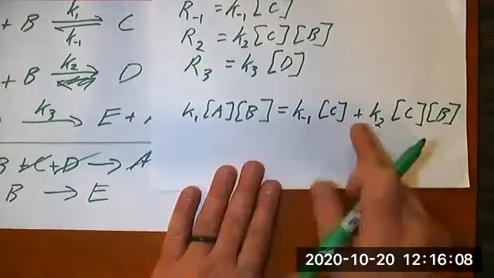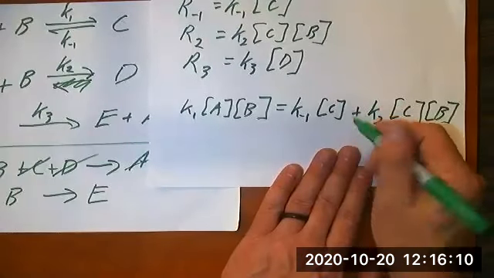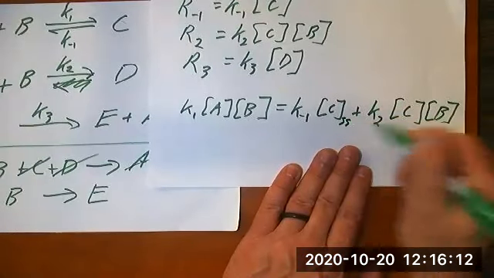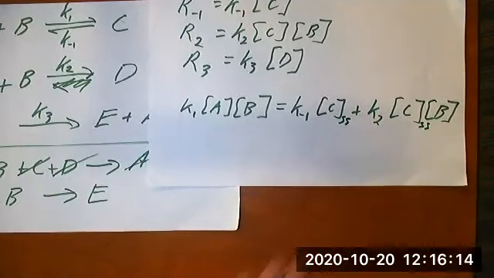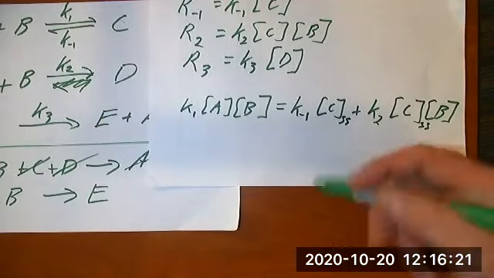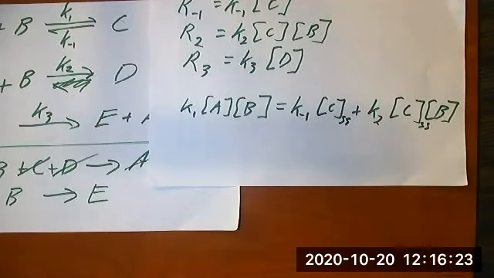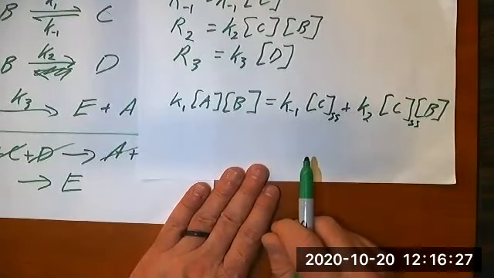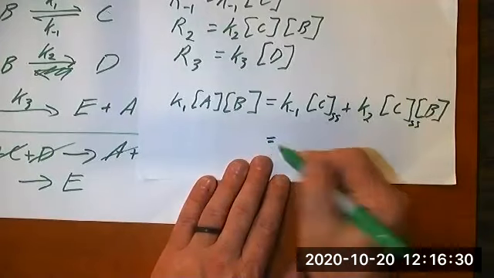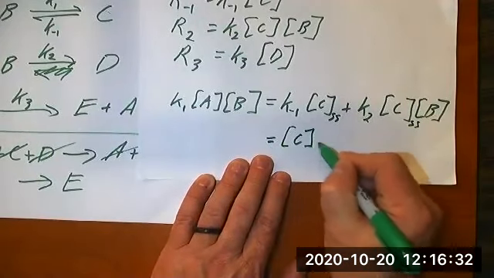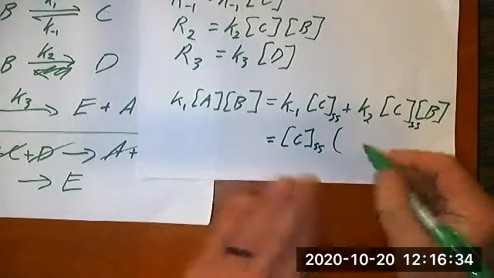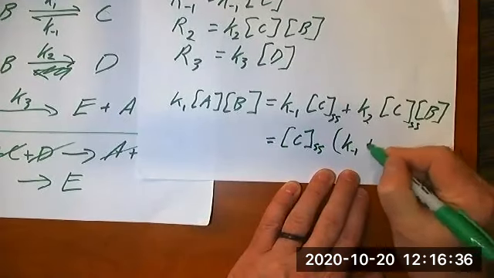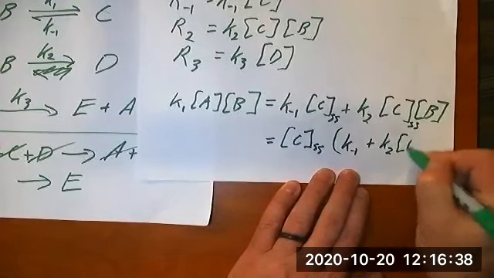So what we are trying to do with this is to use the steady state approximation. So we are looking at the concentration of C being at steady state. I'm going to label it with the SS subscript to keep myself straight about which species I'm interested in here. I'm now going to solve for that concentration. So on the right-hand side, let's factor out our concentration of C steady state. We get k_-1 plus k2 concentration of B.